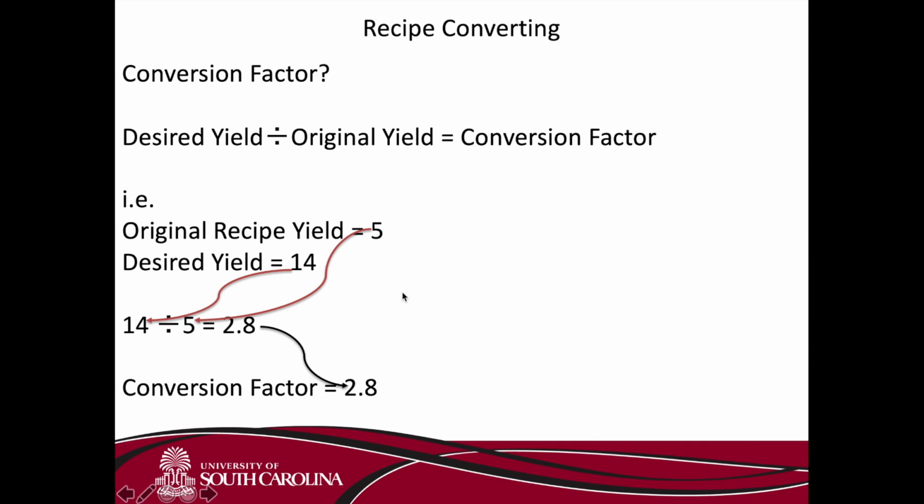And so for an example of that, you can see right here, our original yield is 5. We get this right off of the recipe. And we want this recipe to now make enough portions for 14 people. So our desired yield is 14. Our original recipe yield is 5. So 14 divided by 5 is going to be 2.8. So our conversion factor is now 2.8 for everything in our recipe. All right. So that part hopefully is very simple for you. Original yield is 5. The desired yield is 14. We divide the desired yield by the original yield, and it gives you a conversion factor.